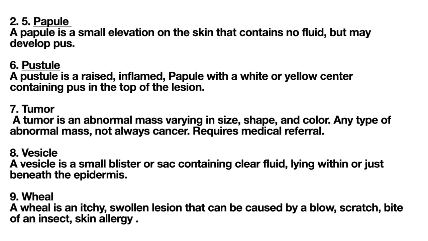top of the lesion. Number 7, tumor. A tumor is an abnormal mass varying in size, shape, and color. Any type of abnormal mass, not always cancer, requires medical referral. Number 8, vesicle. A vesicle is a small blister or sac containing clear fluid lying within or just beneath the epidermis. Number 9, wheal. A wheal is an itchy, swollen lesion that can be caused by a blow, scratch, bite of an insect, or skin allergy.